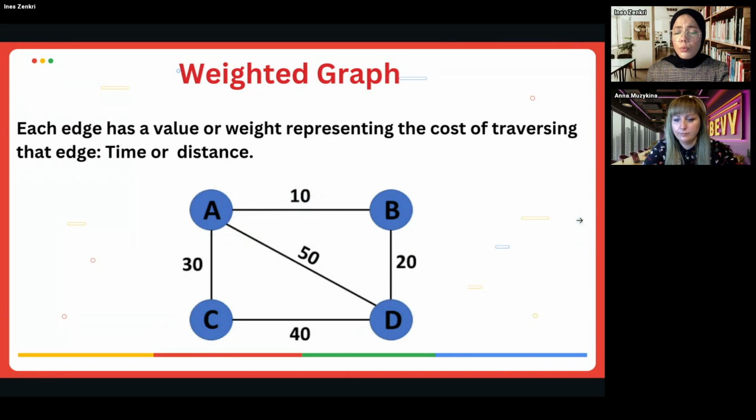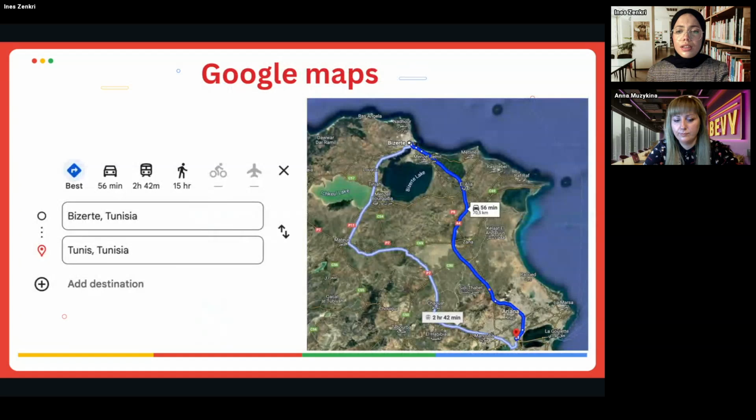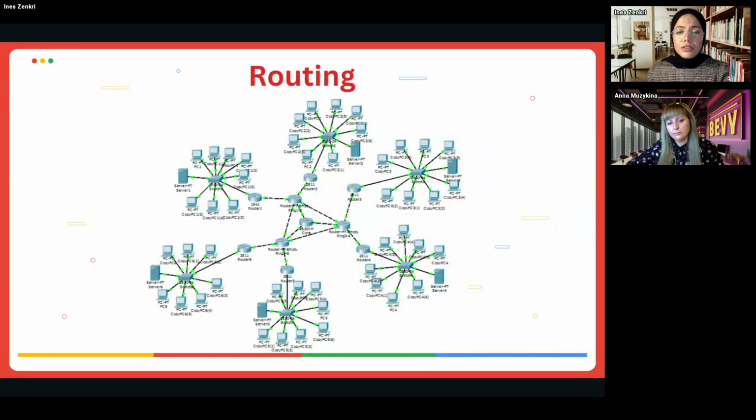One of them is Google Maps, for example, and routing. This is actually my hometown in my home country, Tunisia. For example, if you want to travel from my hometown Bizerte in Tunisia to the capital, Tunis, there are two ways by car, and Google Maps always suggests the best routing possibility based on time and kilometers, I think, as well. And the second application would be packet transfer in computer networks.